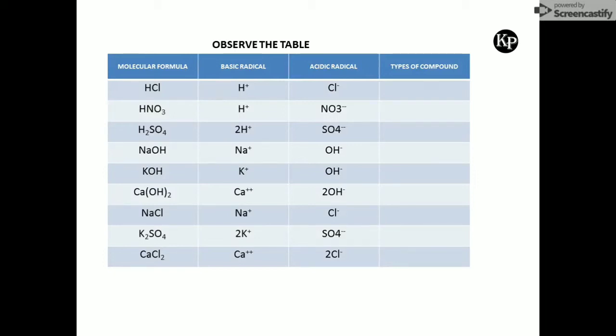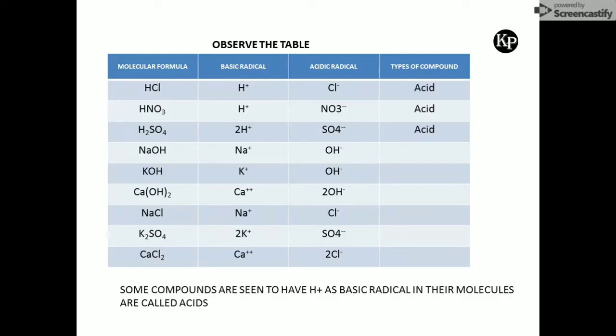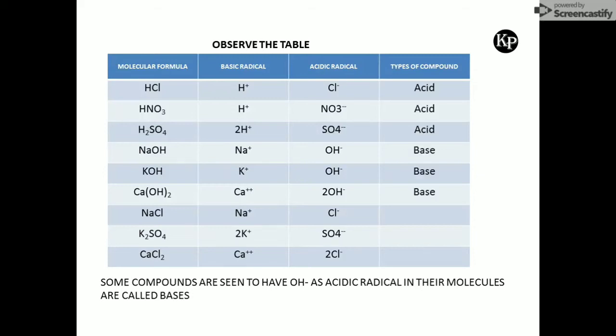So now we have to write the types of compounds. We can say a compound is either an acid, a base, or a salt. The first point is that some compounds have H+ as the basic radical. See, in the first three compounds the basic radical is H+. If a compound has H+ as its basic radical, then that type of compound is called an acid.